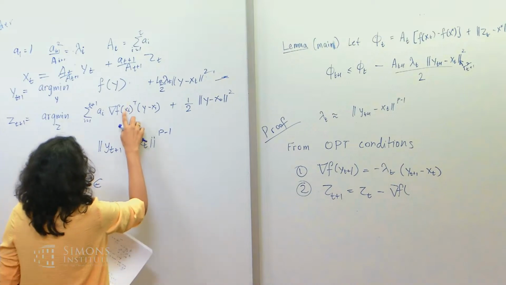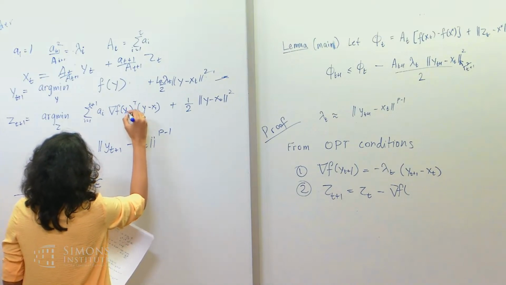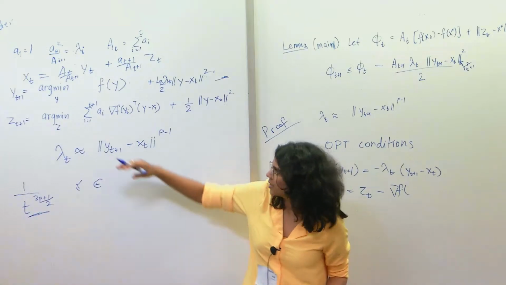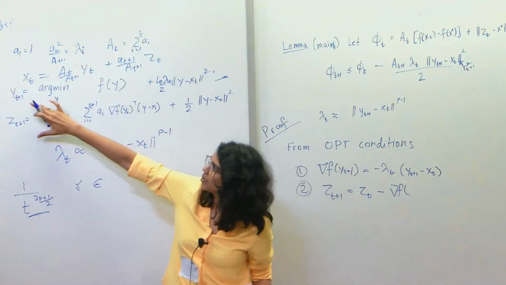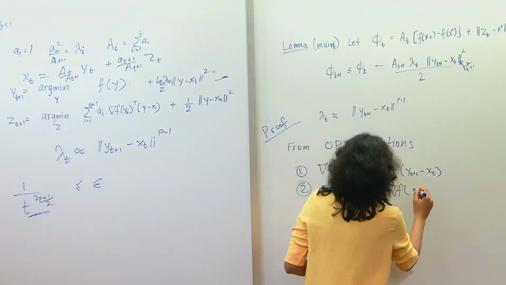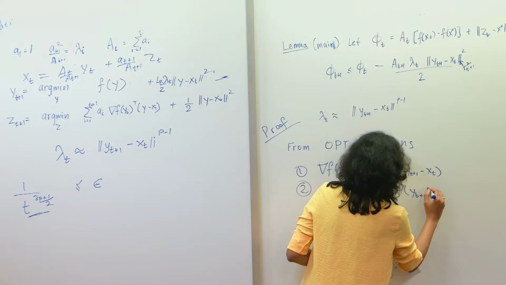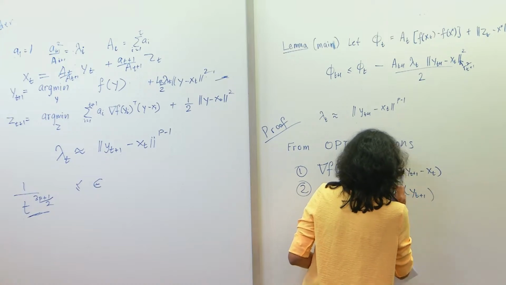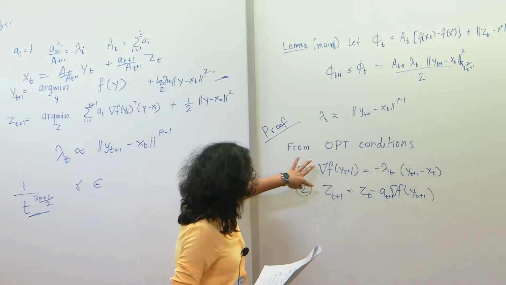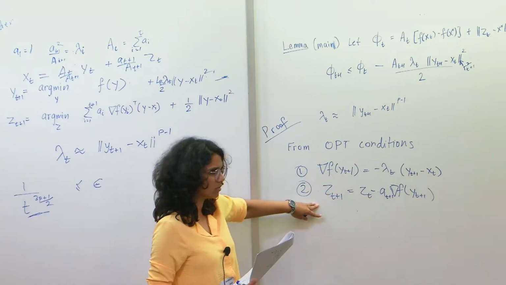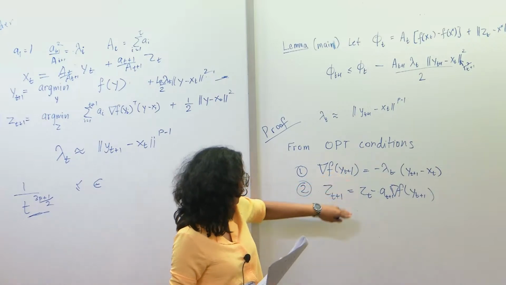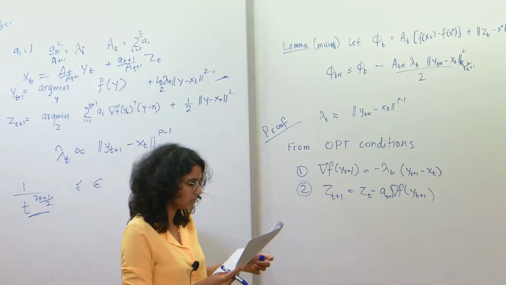Oh, sorry, I forgot one more thing. This algorithm is not on X. We're going to change it to be using these Ys. And this should just be, okay. So we have these characterizations. This is what we know about the iterates, y_{t+1} and z_{t+1}.